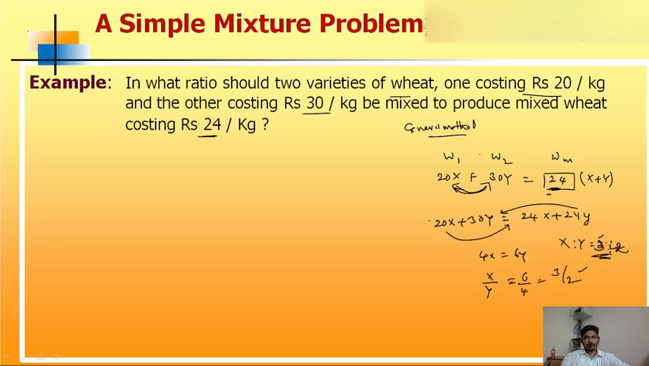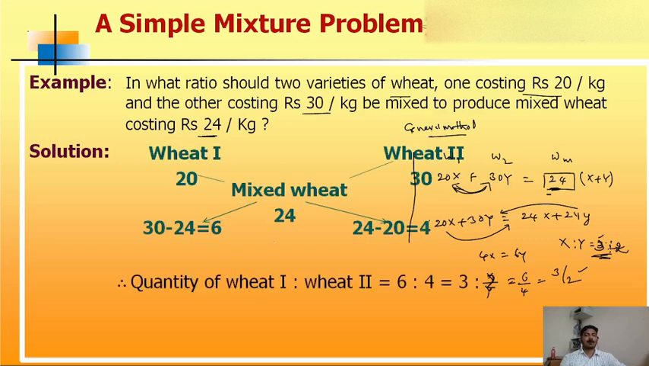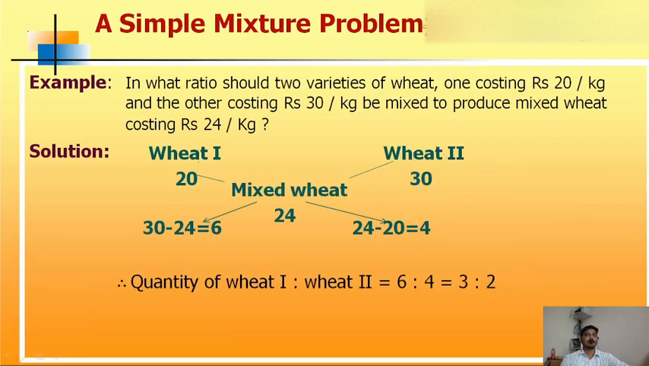Now, instead of the general method, let us try to solve this using the allegation concept. What is the allegation concept? Here we have wheat 1 costing 20 rupees per kg and wheat 2 costing 30 rupees per kg, and the mixed wheat price is 24 rupees per kg. As I said in the previous sessions, we subtract the lower value from the higher value in order to apply the allegation concept.